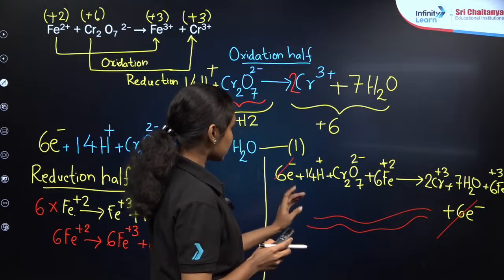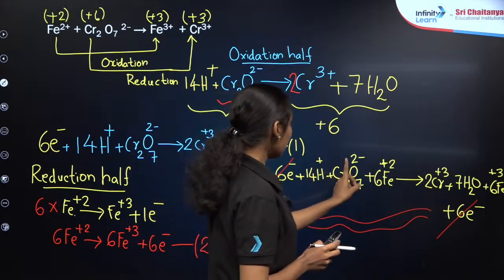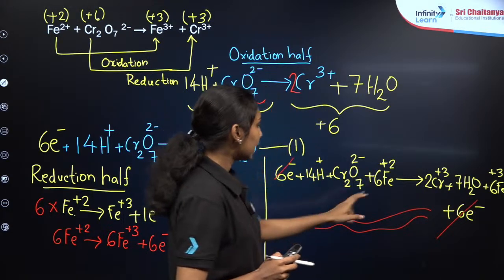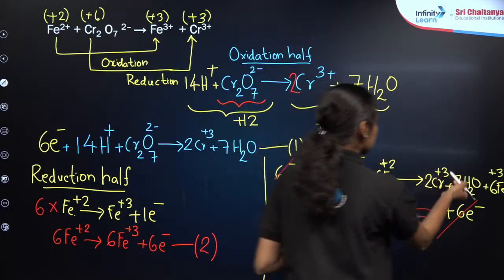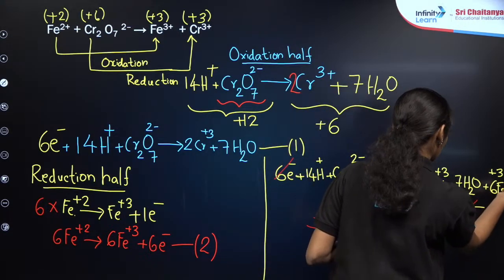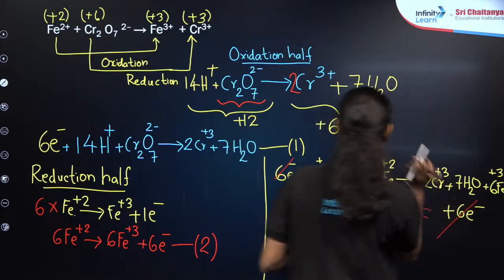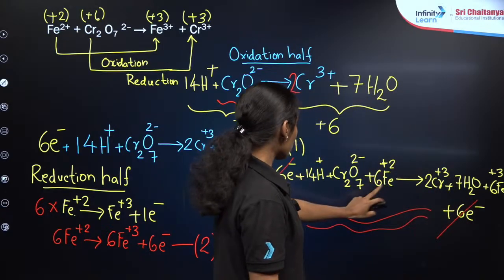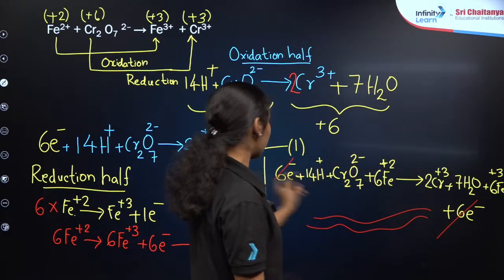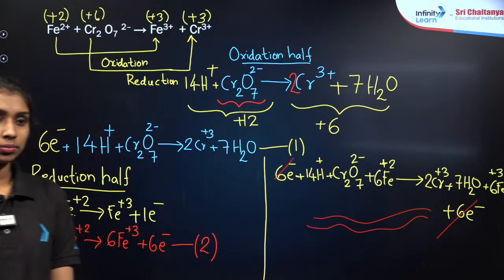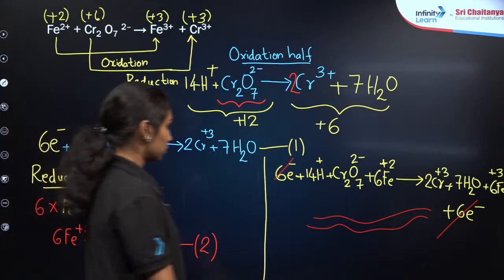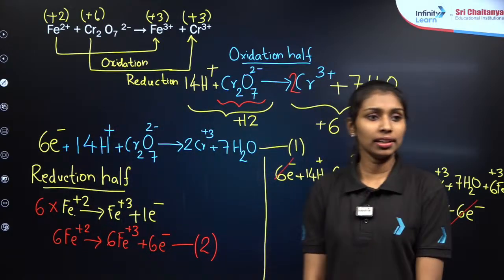You have to just check the charge also. 14 minus 2, 12. 12 plus 12, 24, right? Again, 2 into 3, 6. 6 plus 18, 24. Yes, 24, right. 6 into 2, 12. Minus 2, 10. Plus 14, yes, 24 charge, right? Clear? Is it clear?